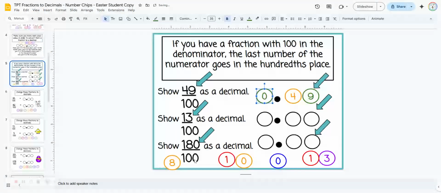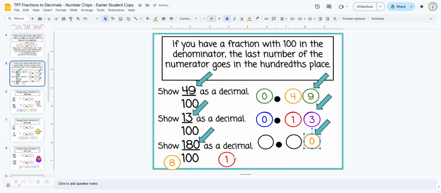Here 3 goes into the hundredths place, the 1 goes right next to the 3, and again this number has to be a 0. Now with 180, if the 0 is in the hundredths place, then the other numbers just go in order.